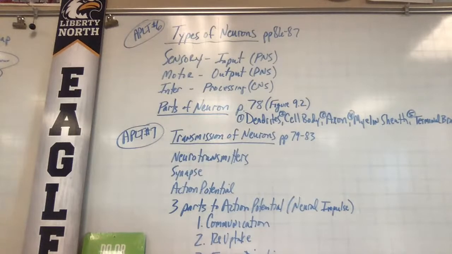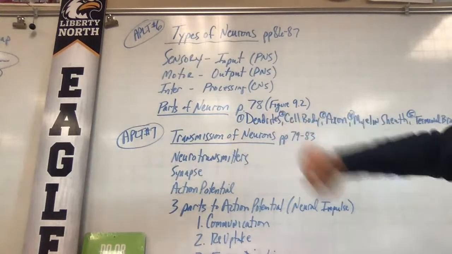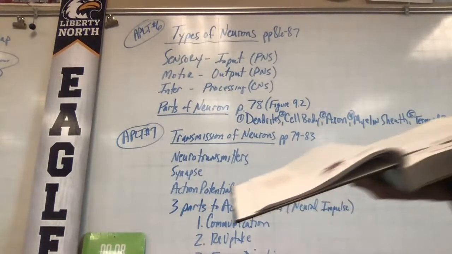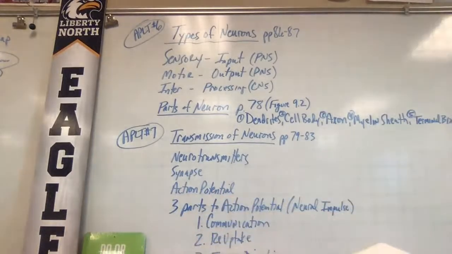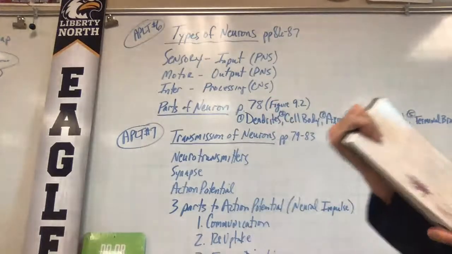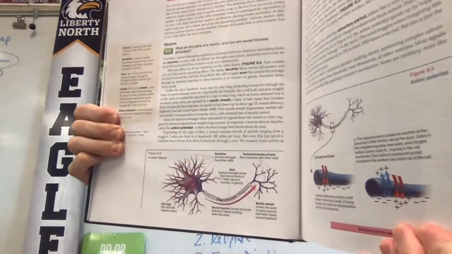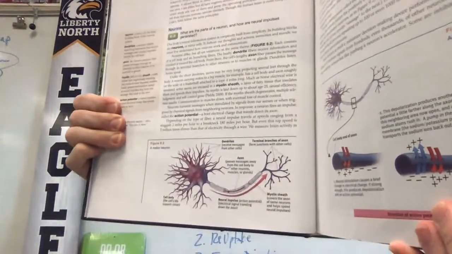Then on page 78, there's a great diagram, and actually all the way through these pages, there are really good diagrams that the book uses, which show you the parts of a neuron that you need to know. If you go to page 78 on your own, figure 9.2, you're going to get a nice big picture of the different parts of the neuron that you need to know.